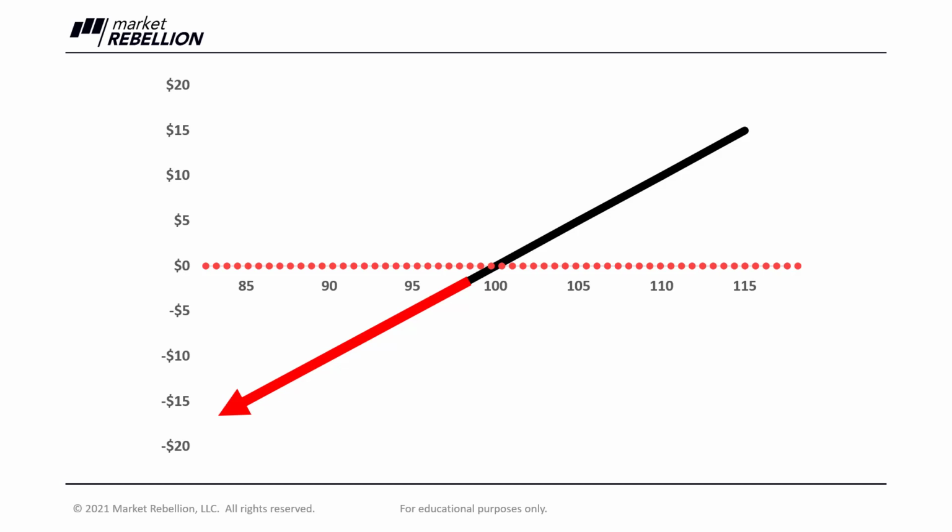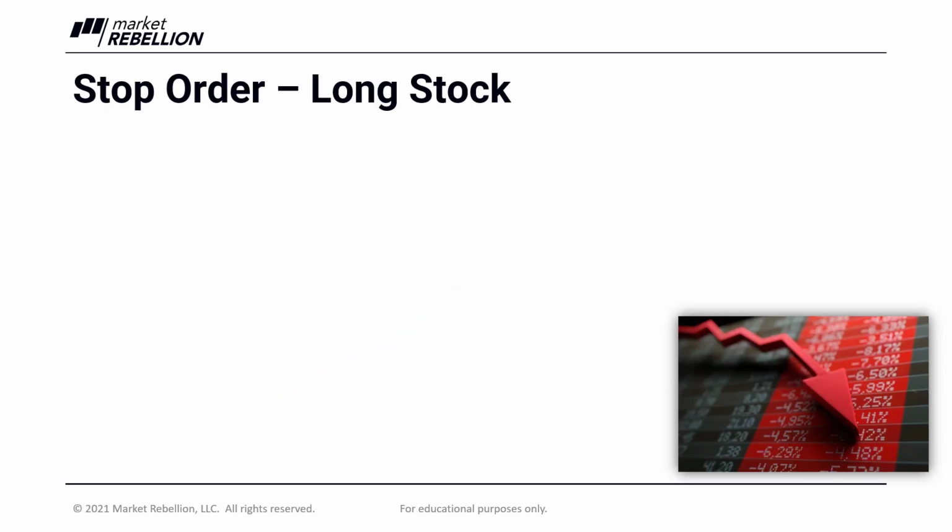So how would a stop order work on a long stock position? Well, because the risk is to the downside, we're going to be putting our stops below the current stock price. So let's say that you buy 100 shares of ABC for $100.